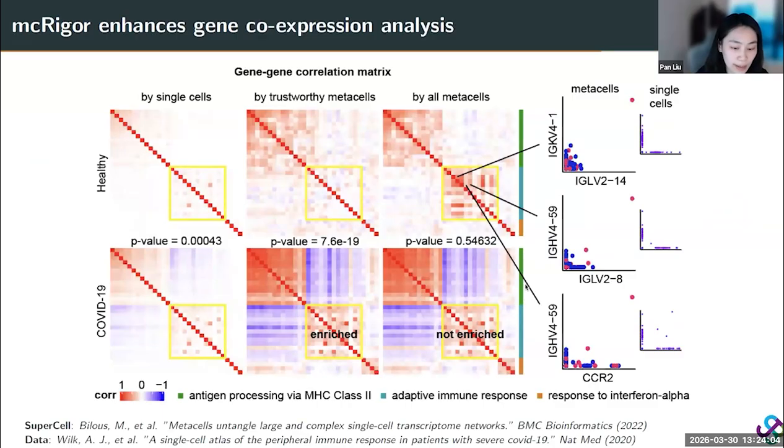And here is one interesting application of our mcRigor on this data set of blood cell gene expression from both healthy people and COVID-19 patients. This data was originally used to study the gene-gene co-expression differences between the two cohorts. Since metacells are believed to strengthen the co-expression signal, we applied a SuperCell metacell method to this data and computed the gene co-expression over the generated metacells.